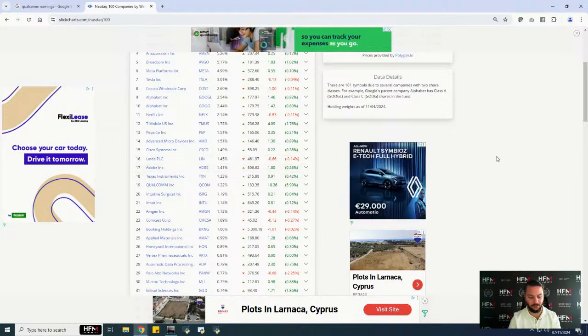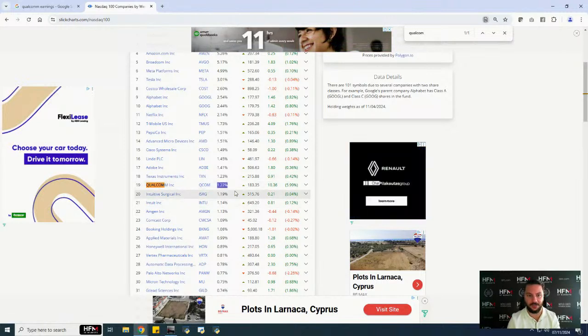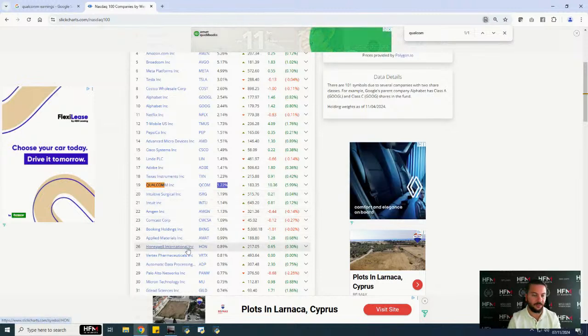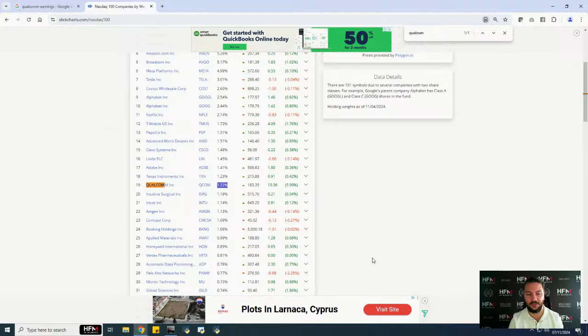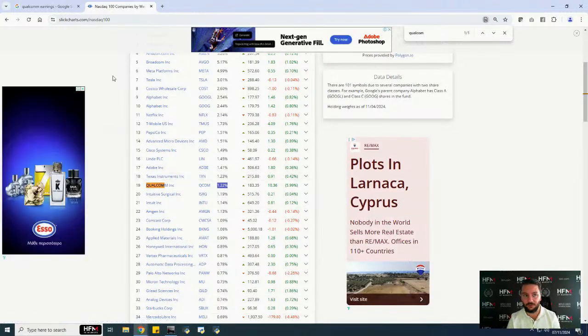But let's look at QComs just so I can explain why QComs is important. 19 here has a weight of 1.22%. That's more influential than Intuitive. It's more influential than Amgen. It's more influential than Applied Material. These are very, very large companies, ladies and gentlemen. So it's the 19th most influential stock.